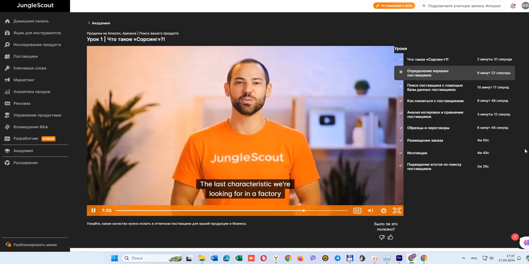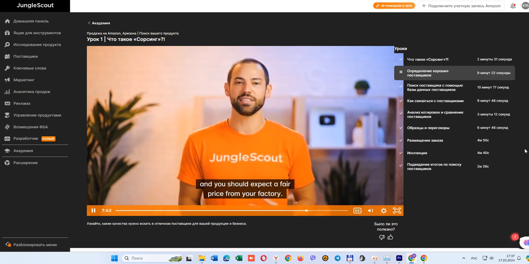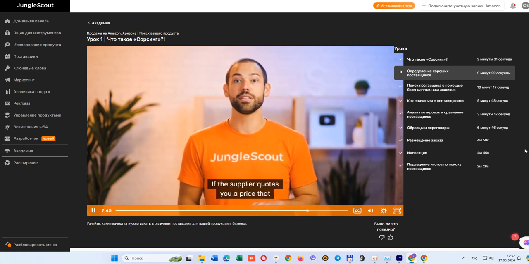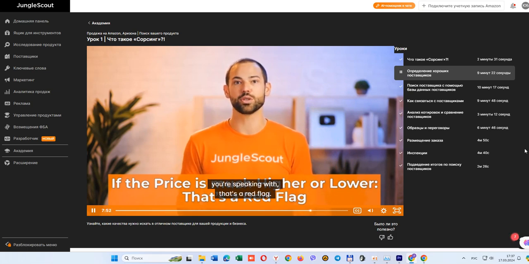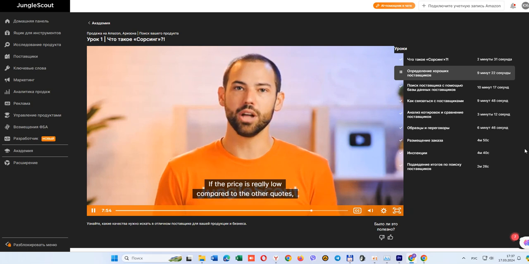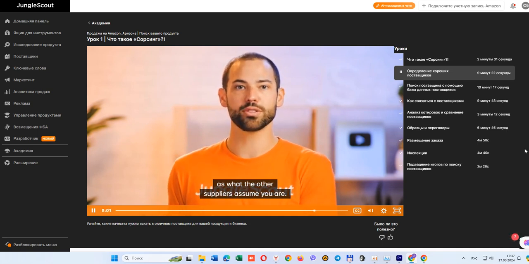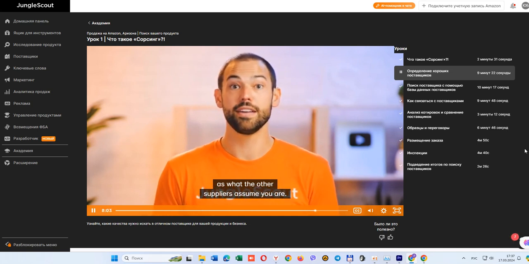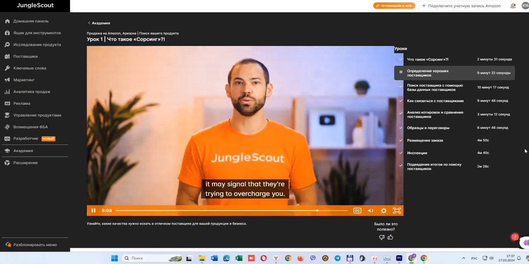The last characteristic we're looking for in a factory is a good price. Of course, you're in this business to make some money, and you should expect a fair price from your factory. If the supplier quotes you a price that is much higher or much lower than the other factories you're speaking with, that's a red flag. If the price is really low compared to the other quotes, make sure they're clear about the product specifications and that you're getting the same thing as what the other suppliers assume you are. If the price is really high compared to the other quotes, it may signal that they're trying to overcharge you.